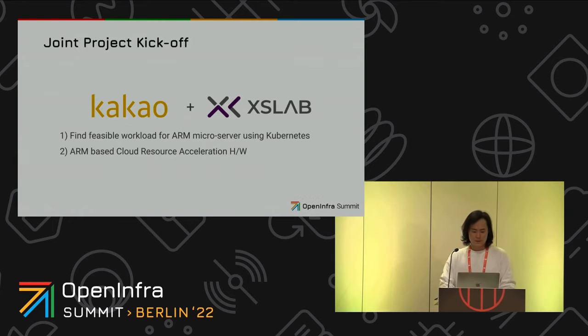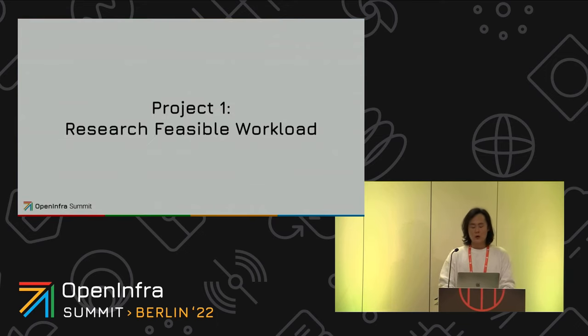So we kicked off a joint project with two big topics. The first one is to find feasible workloads for an ARM microserver using Kubernetes. And the second one is ARM-based cloud resource acceleration hardware. So all of this is the story of how we started the challenge of this project in our company. So, okay, I will move on to the next slides, where we are going to talk about our recent achievements in this project.